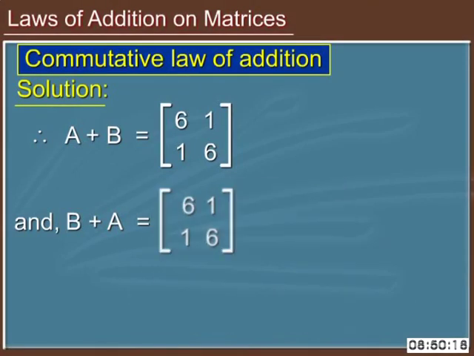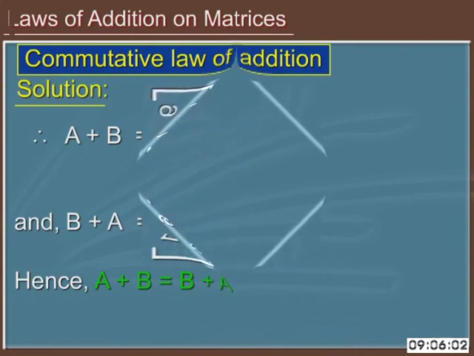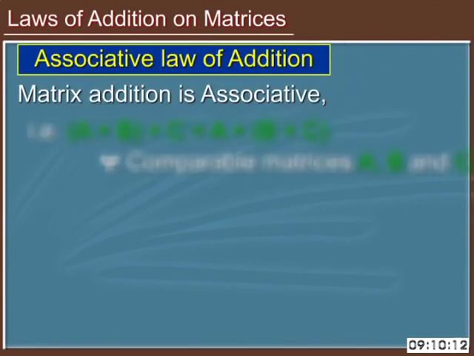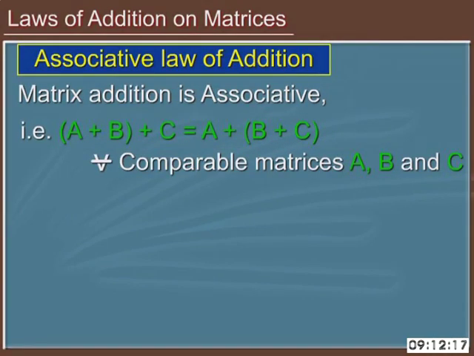That will be equal to a square matrix of order 2 with first two elements as 6 and 1 and second two elements as 1 and 6. Hence, we can say that A plus B is equal to B plus A. Matrix addition is associative, that is, (A plus B) plus C is equal to A plus (B plus C) for all comparable matrices A, B and C.